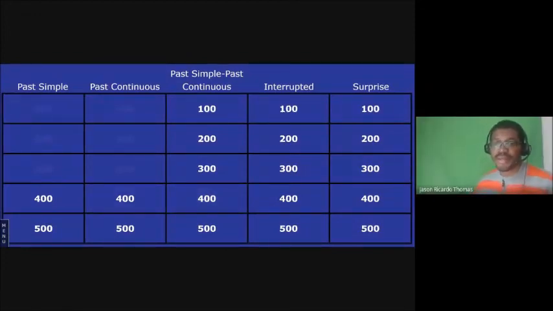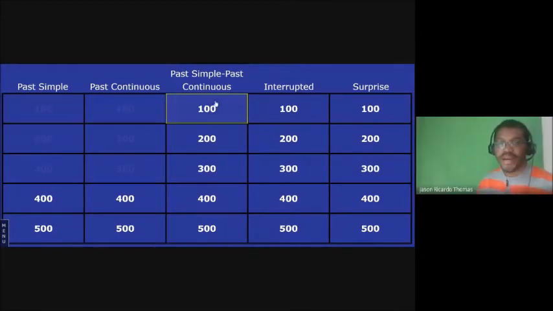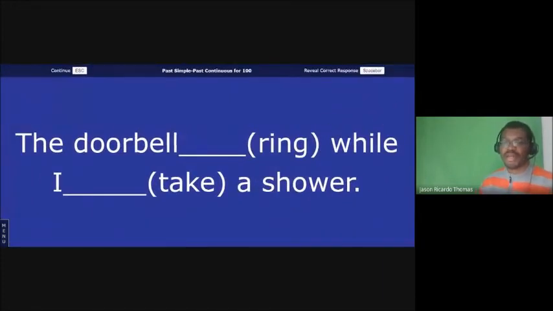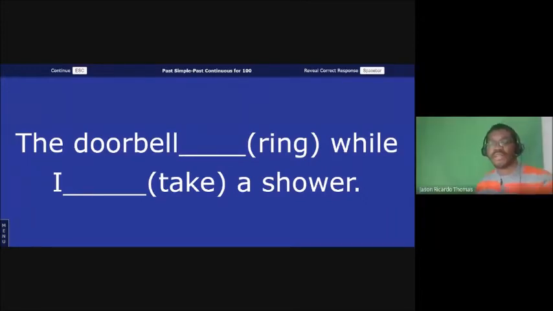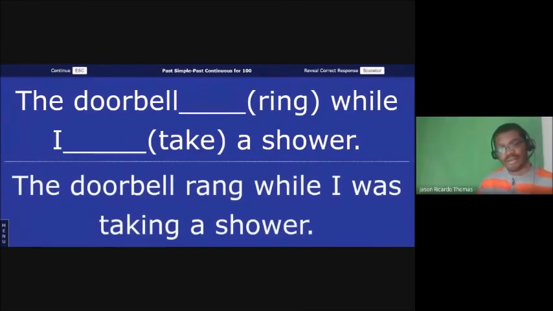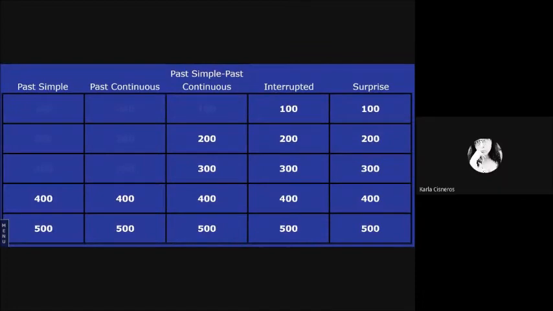Let's keep it going. Ventura. Continuous 100. Oh, okay, past simple versus past continuous. All right, remember guys, when you see while, the first one is past simple and the second one is past continuous. After while, past continuous. What happened, Ventura? The doorbell rang. No, ringed? It's irregular. Rang. All right, again, the doorbell rang. The doorbell rang while I was taking a shower. Good. All right, let's keep it going.